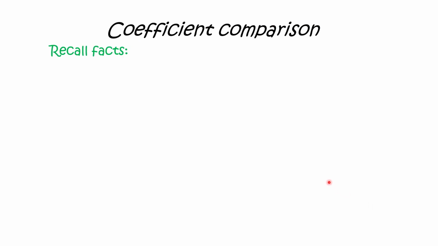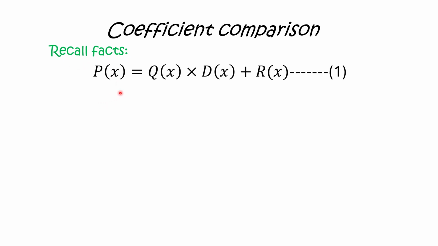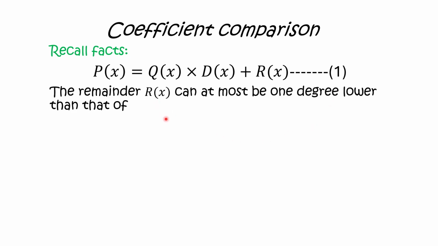Right, with that in mind, we are going to look at some facts. So remember, p of x is equal to q of x times d of x plus r of x. This one should be equation 1. So we'll keep on referring to this equation. That's why we labeled it as equation 1.